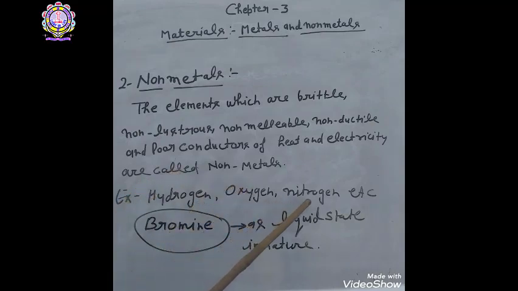Most are found in gaseous state in nature and bromine is found in liquid state in nature. So bromine is the only non-metal which is found in liquid state. Non-metals are found in all states, solid, liquid and gaseous, but naturally only bromine is found in liquid state.